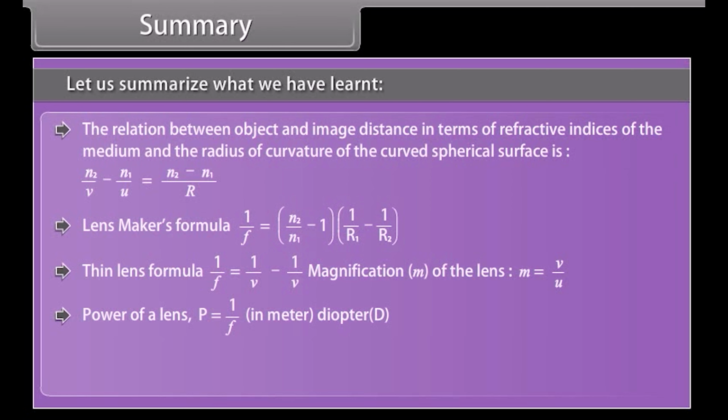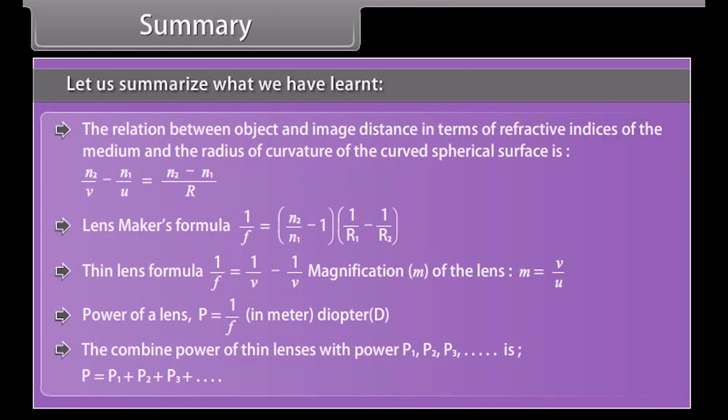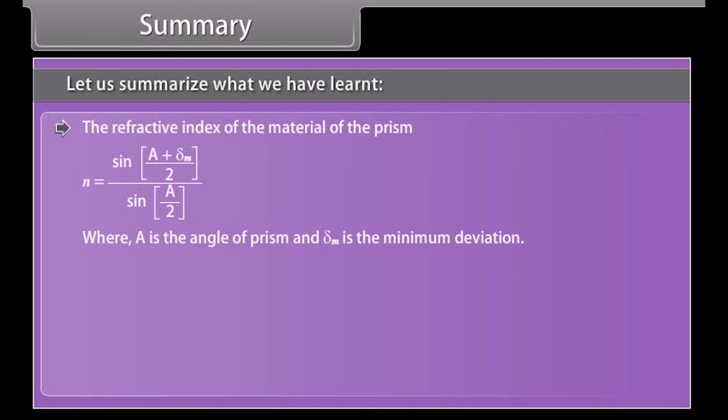Power of a lens, P is equal to 1/f, with f in meters, the unit is diopter, D. The combined power of thin lenses with powers P1, P2, P3 is P is equal to P1 plus P2 plus P3 and so on. The refractive index of the material of the prism, n is equal to sin((A plus delta m)/2) divided by sin(A/2), where A is the angle of the prism and delta m is the minimum deviation.